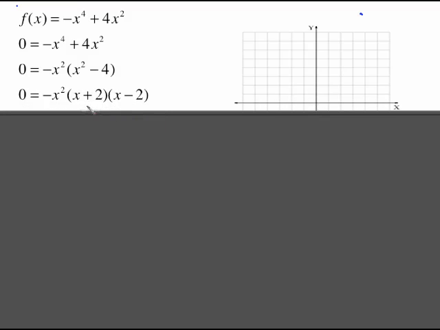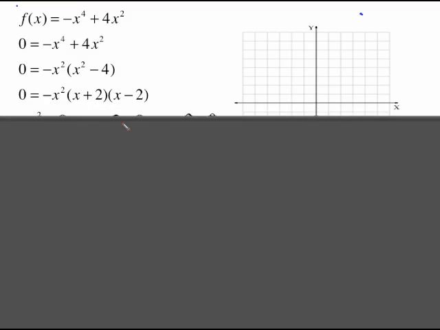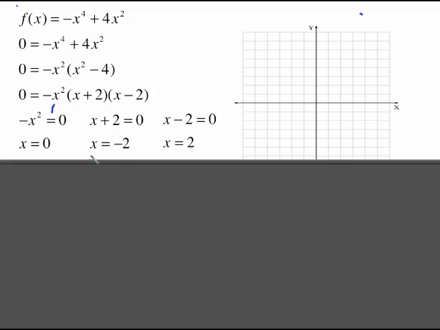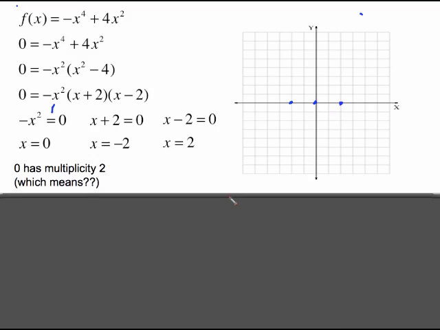So here are our three factors, and we will set each one equal to 0 and solve. We get these three roots: 0, negative 2, and 2. 0 has multiplicity 2. That's an even number. That means this is going to bounce at 0. It's going to cross at those other zeros, but it's going to bounce at 0.